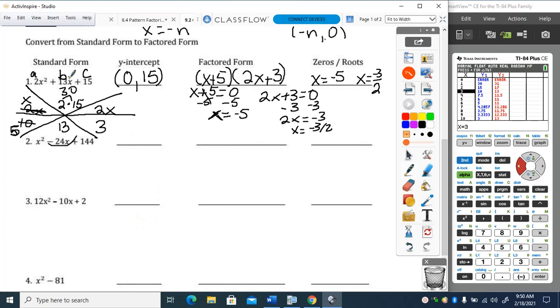Alright, and that's the converting from standard to factored and getting all that information that we can from both. Alright, let's go look at a different one.